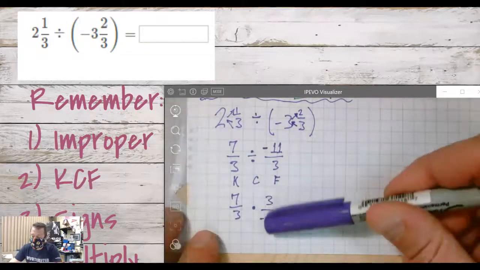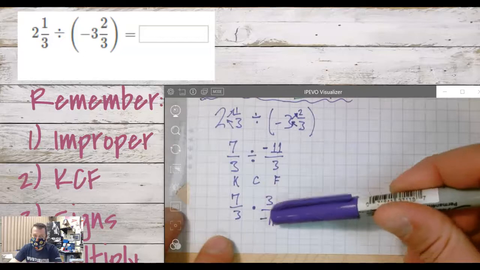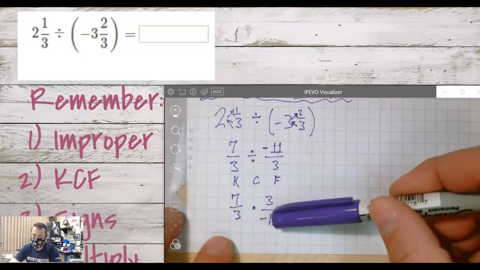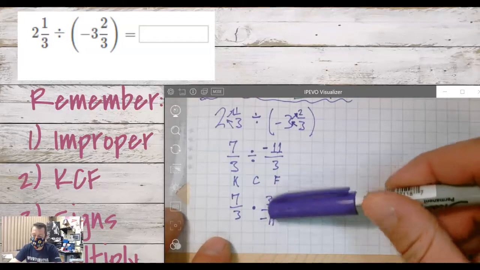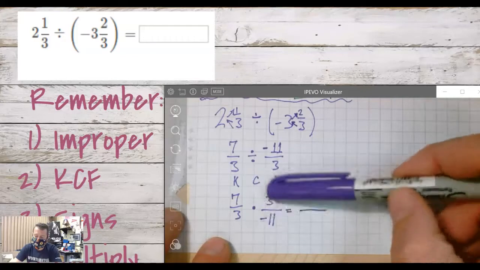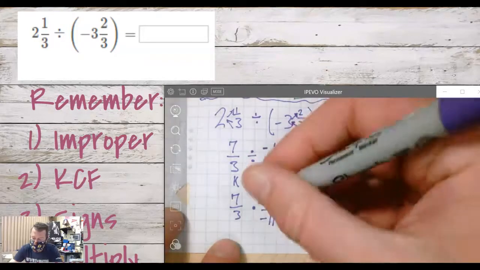And this is really hard to read if my negative is on the bottom, right? 3 negative 11ths. That's why I would normally put the negative on top, but we don't have to fight with reading this right now because we're going to go ahead and do the math.